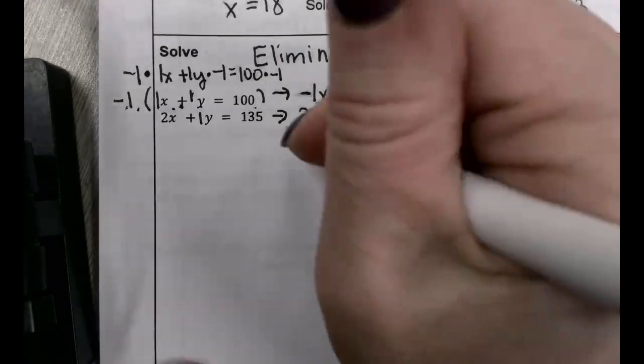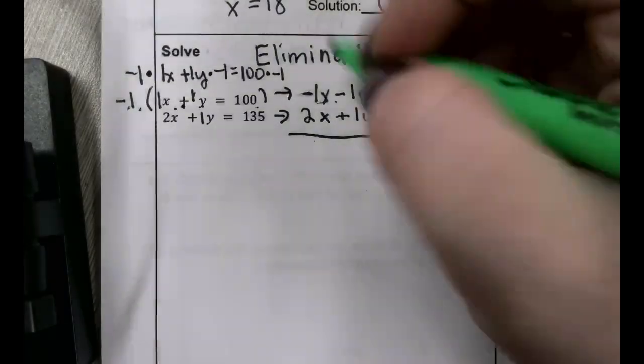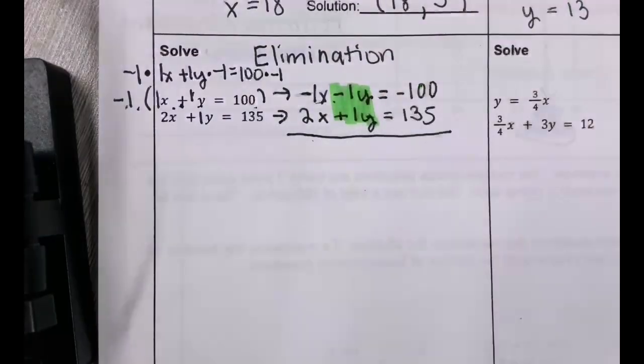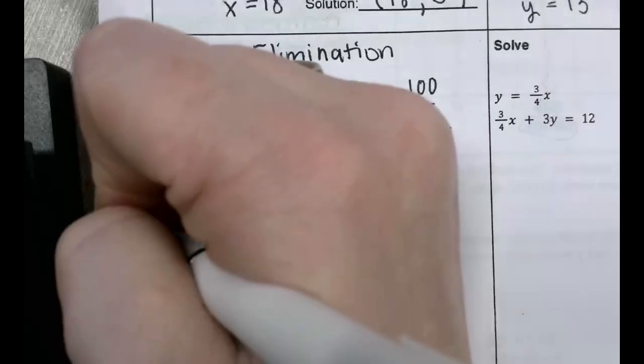Now it's set up for elimination. I know it's set up for elimination because right here I have a great example of what's called our additive inverse property. Our additive inverse property means that when you add opposites, you get 0. Simple as that. So when you add opposites, you get 0.